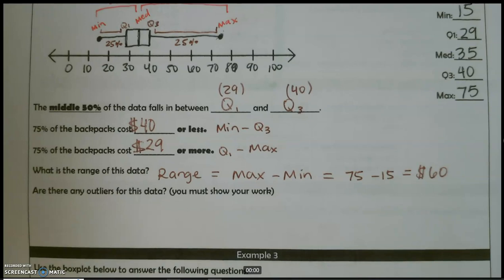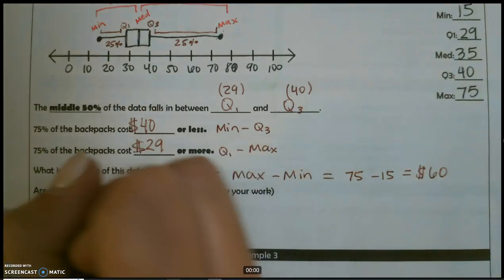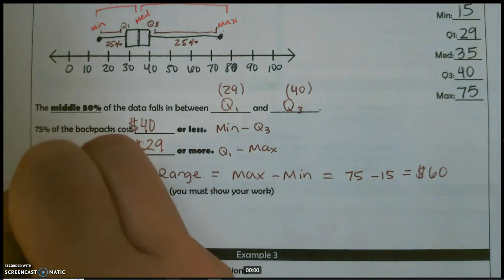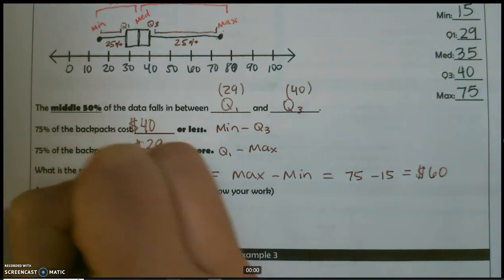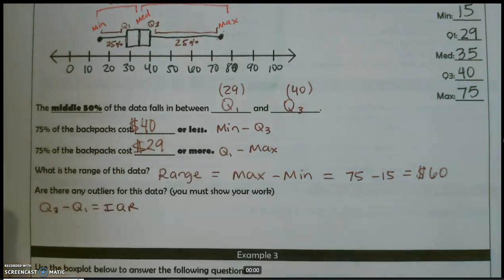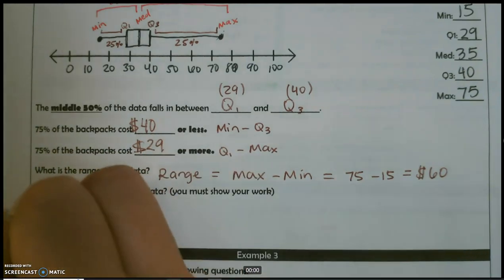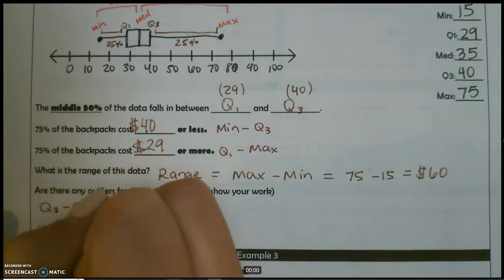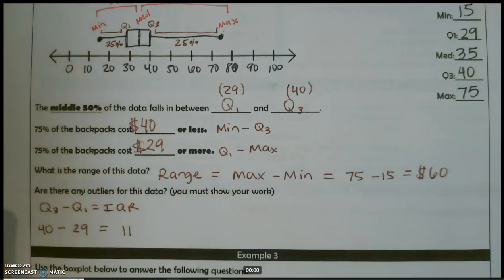And then are there any outliers? In order to calculate outliers, there's 3 calculations we're going to have to do. The first one is finding the IQR. So to find the interquartile range, we're going to do Q3 minus Q1. So let's see, Q3, that's 40 minus Q1, that's 29. So it looks like the IQR is 11.